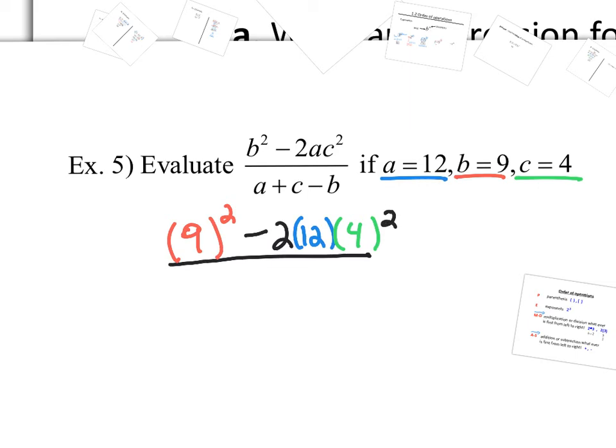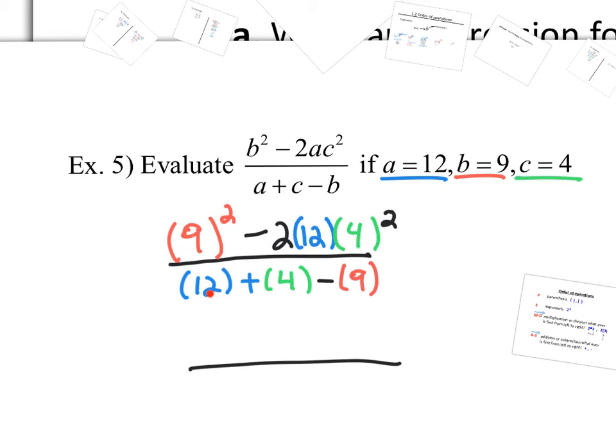On the bottom, the a is a 12 plus the c is a 4, so you make it a parentheses and you substitute a 4 minus, and the b is 9. Now you guys follow the order of operations on the top, follow the order of operations on the bottom. So let's go ahead and just do that. So on the top, we don't have anything inside of the parentheses. The 9, you can't do anything to it. The 12, you can't. 4, you can't.